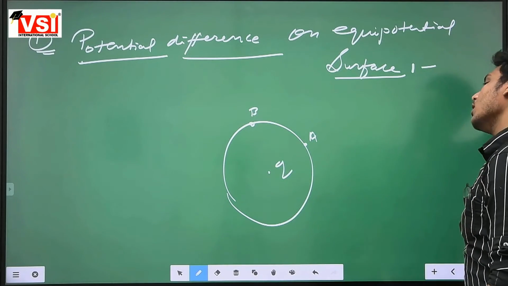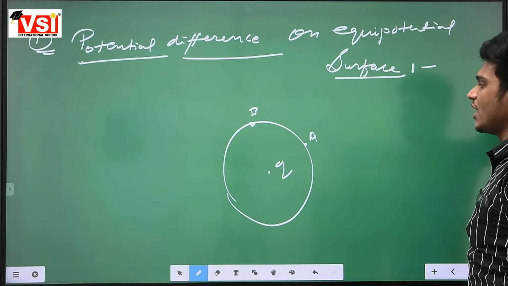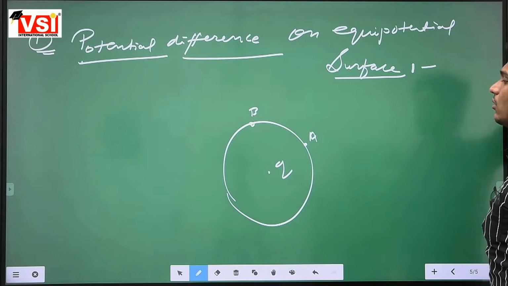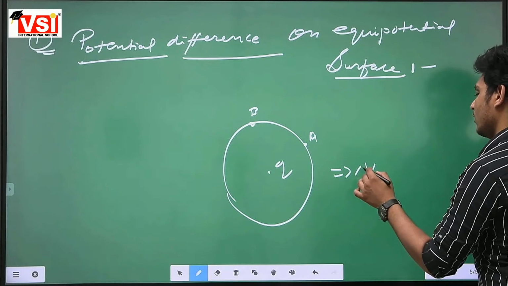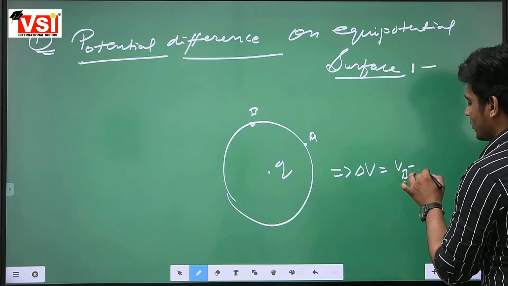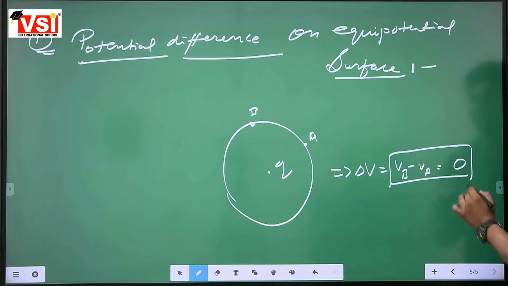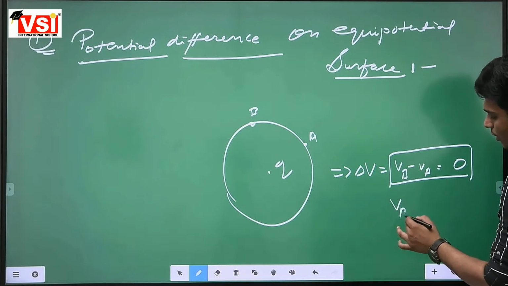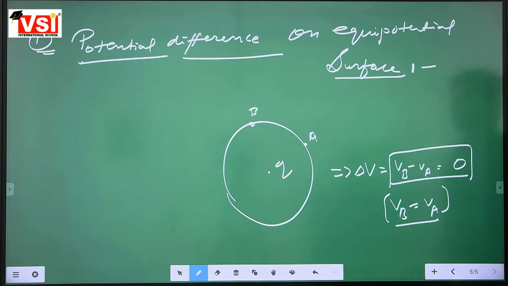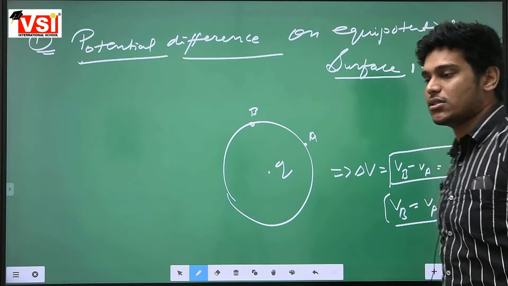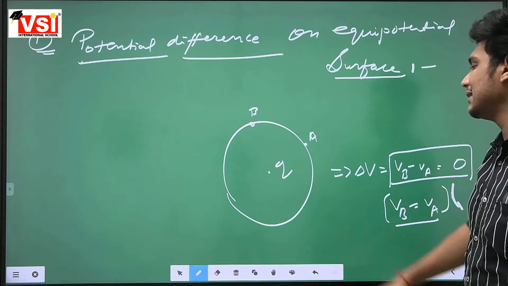As we know, the potential on an equipotential surface remains the same. Each and every point has the same potential on the equipotential surface. So we can say that the potential difference del V, or VB minus VA, could be written as 0. Why? Because VB is equal to VA, as both points are placed on the equipotential surface, so the value of potential will be the same for each and every point.